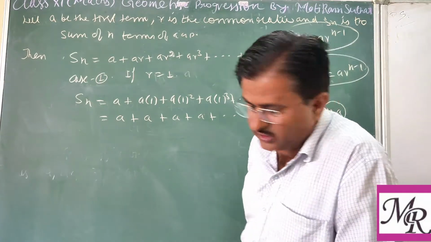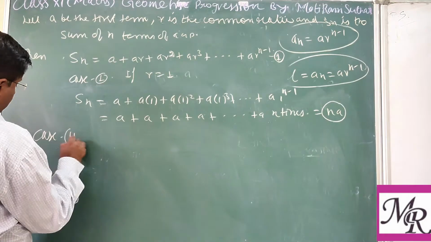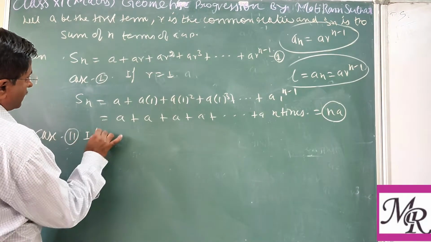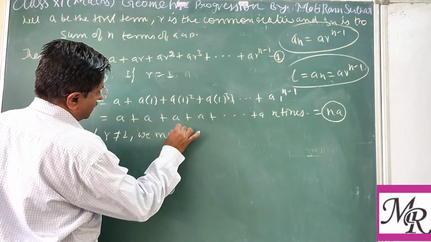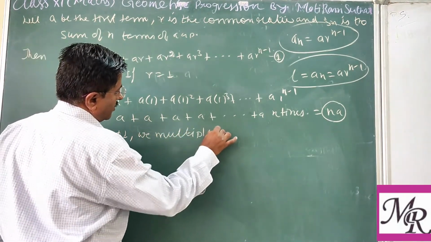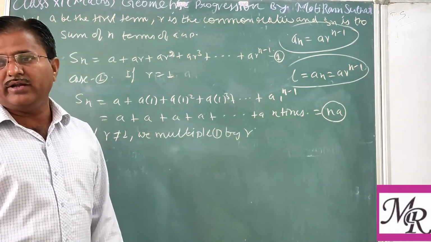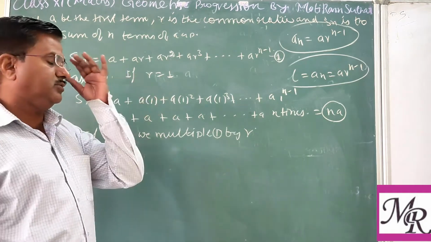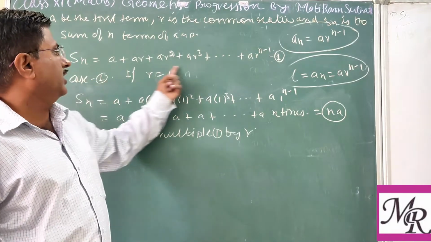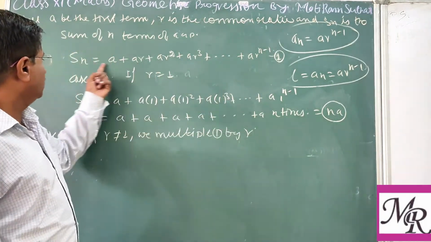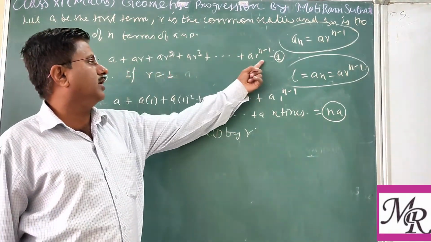Now if R is not equal to 1, then we multiply equation 1 by R to derive the formula. To find the sum of n terms of a GP whose R is not equal to 1, we use this method. So equation 1 is multiplied by R throughout. On both sides we have to multiply by R.